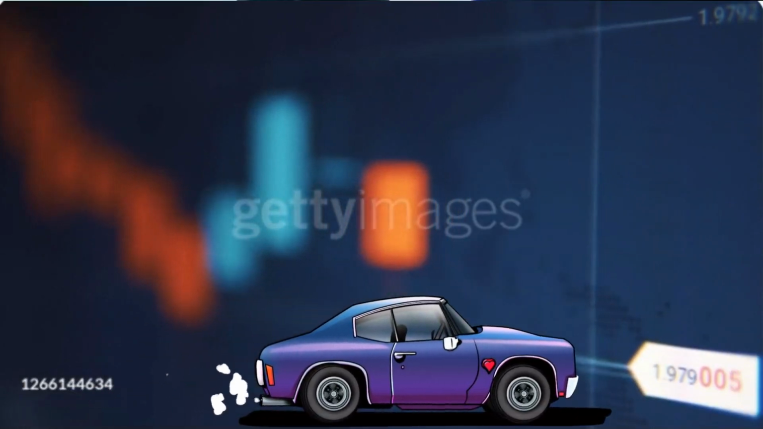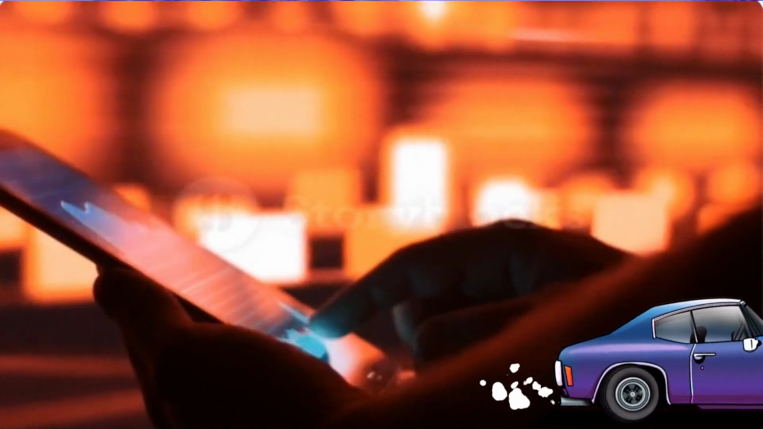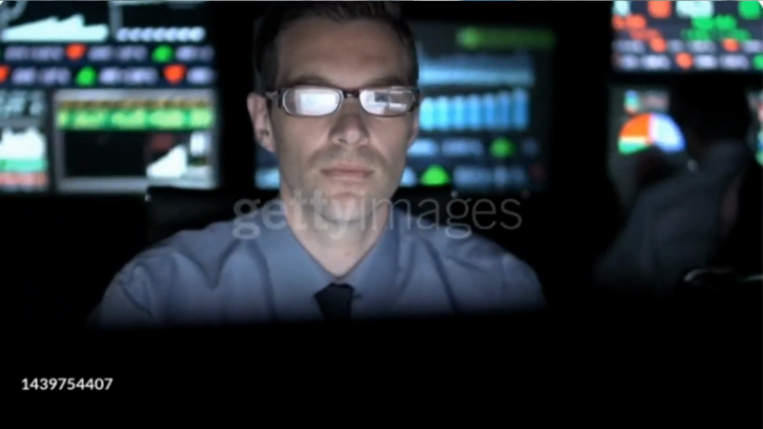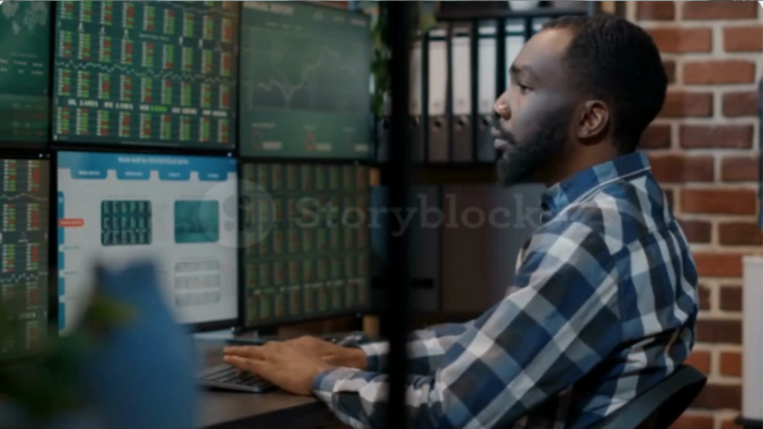Think of it this way: imagine you're driving a car. You can technically drive without looking at your dashboard, but you won't know your speed, your fuel level, or whether your engine is overheating. Indicators act like that dashboard. They give you extra information to help you drive safely in the markets.